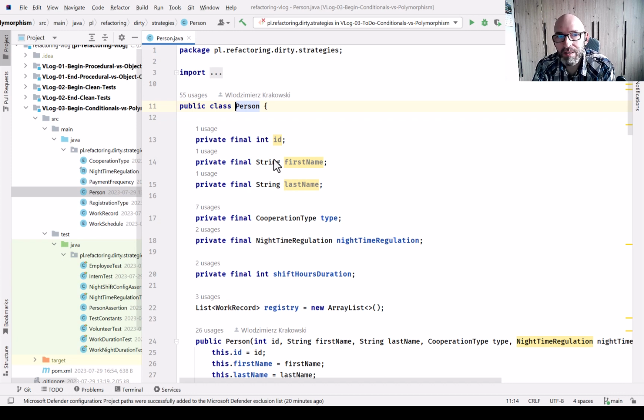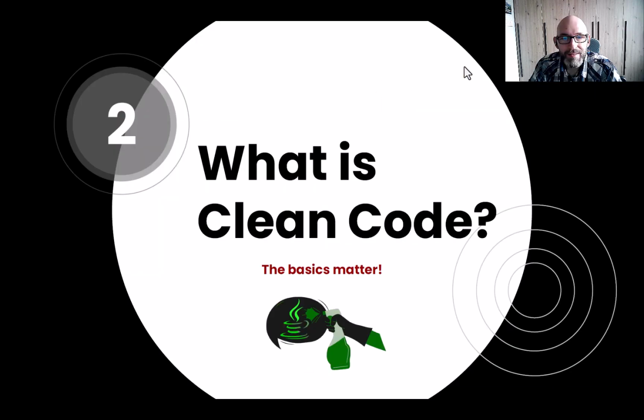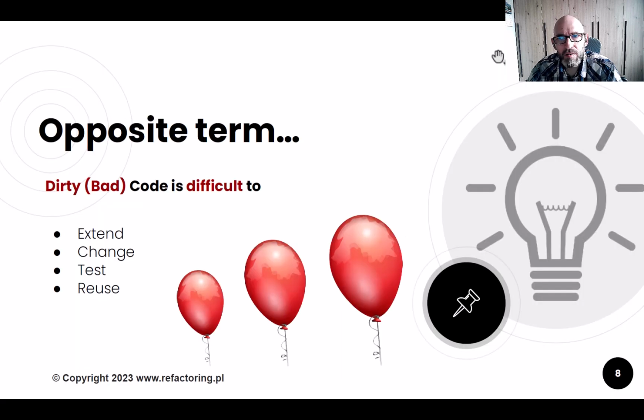What is clean code and what refactoring is about? The basics matter. So what is clean code? Or maybe what it isn't? So what is bad code? You know it very well, right? Bad code is something you don't want to touch. You want to change the team, you want to change the project, at least in your company, because the code that you work with is very difficult to extend, to change, to reuse. So you want to avoid it.